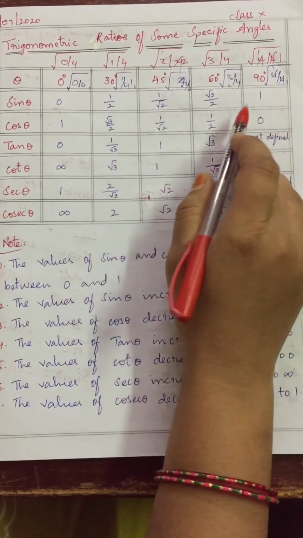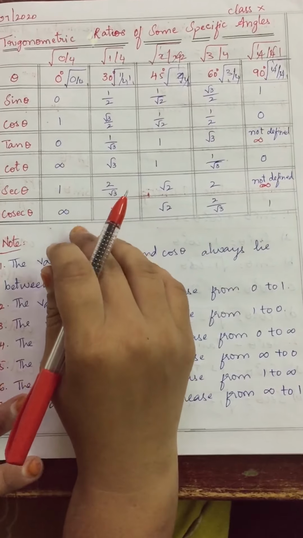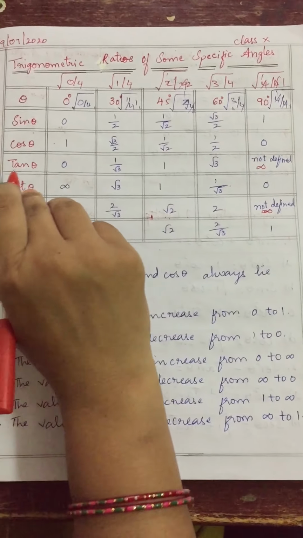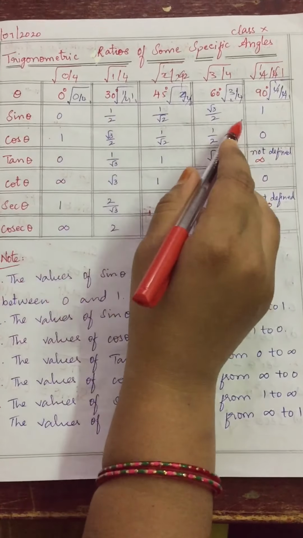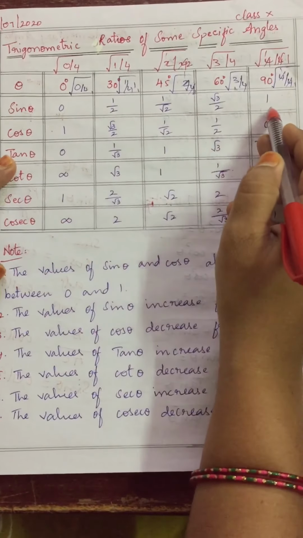In this way we can find. If we know the sine values only, we can find the remaining 5 trigonometric ratio values. How? I will show you. Reverse of sine is nothing but cos. From last to first we have to write. So cos 0 is nothing but 1.